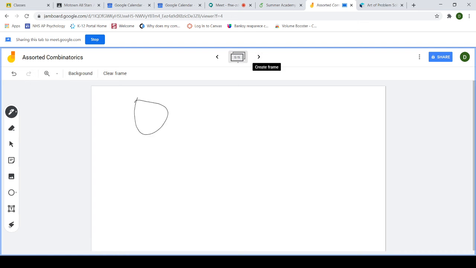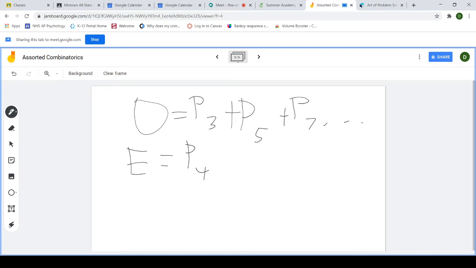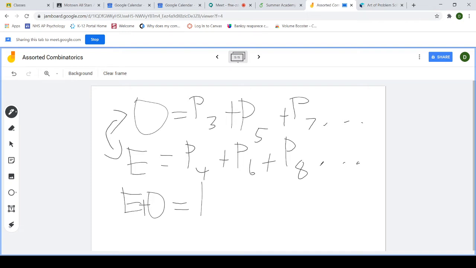Then I'm gonna let O be the probability that she rolls it an odd number of times, which is obviously just P3 plus P5 plus P7 all the way to infinity. And then we have E, which is equal to P4 plus P6 plus P8 and so on. Well, she can't roll it just once or just twice because that's impossible. Immediately, we have one equation relating E and O. We have E plus O is equal to 1. That's pretty obvious. What we're gonna do is find another equation that relates E and O.